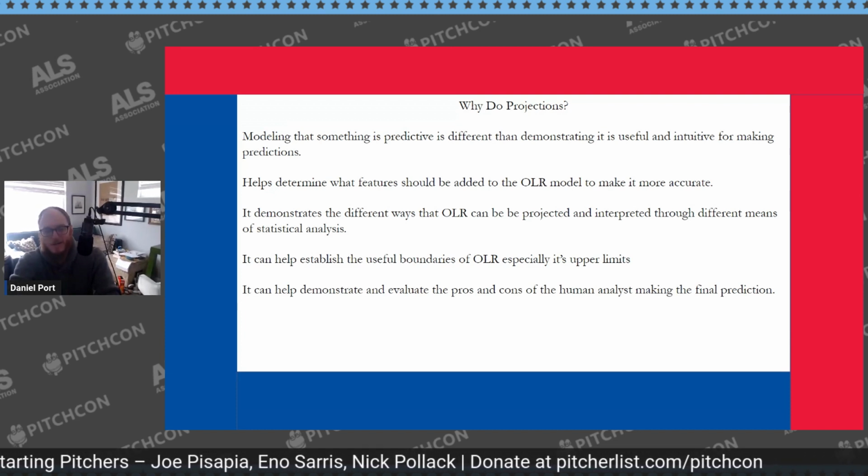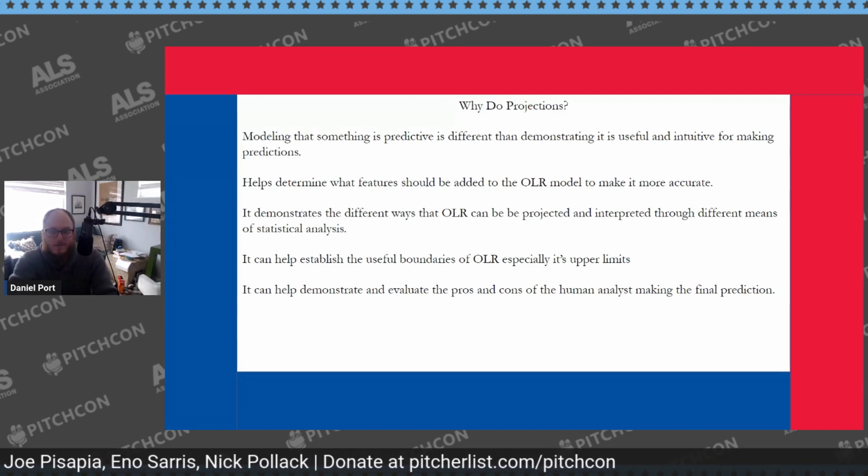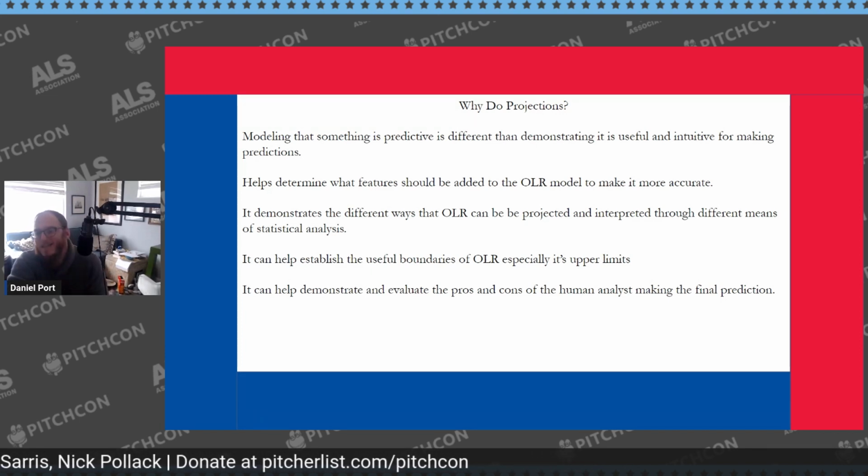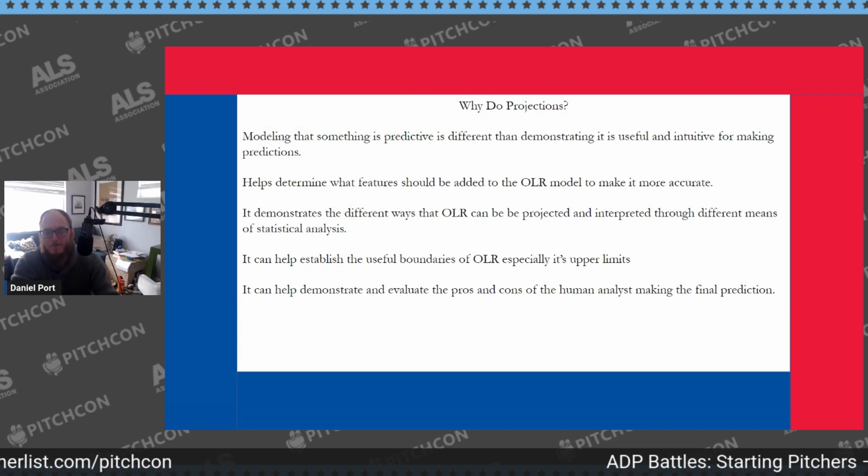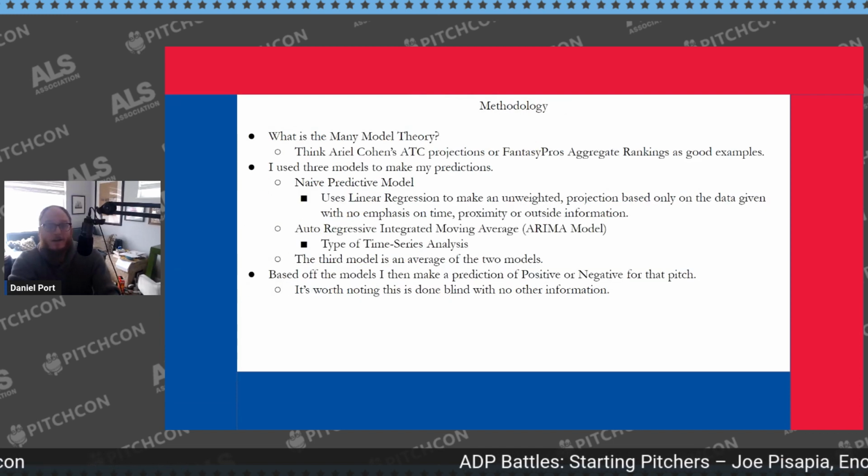And that can also help demonstrate and evaluate the pros and cons of the human analyst, me, making that final prediction, and where that can come in handy and where it can be a detriment as well. Now, how did I do this? So first, let's start with the many model theory.